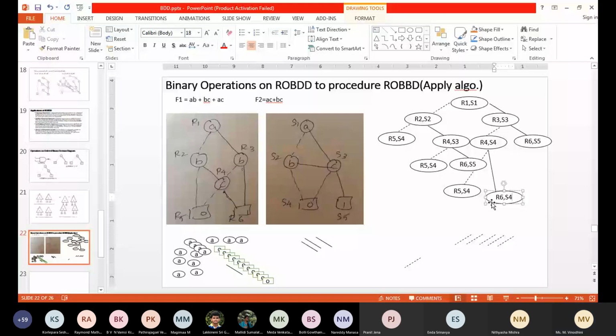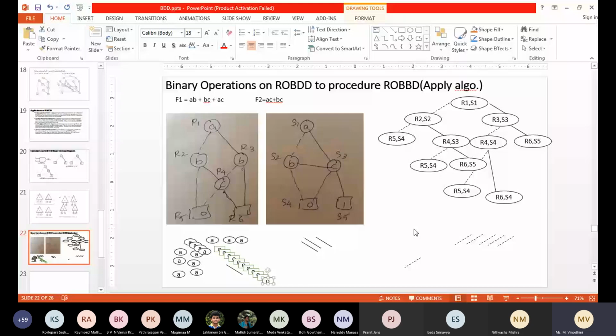So now, for that leaf node, if the question is F1 plus F2, that means I need to now perform the OR operation of F1 and F2.